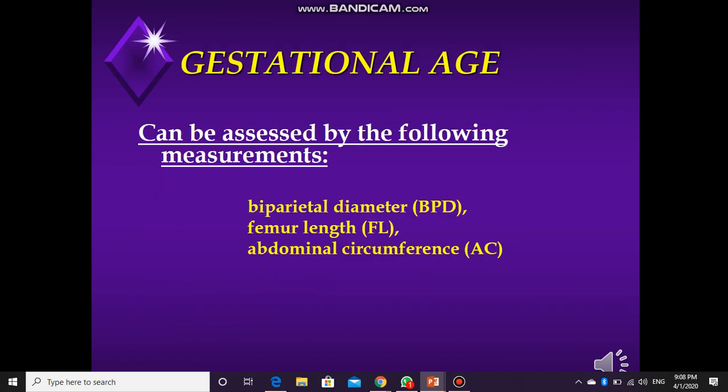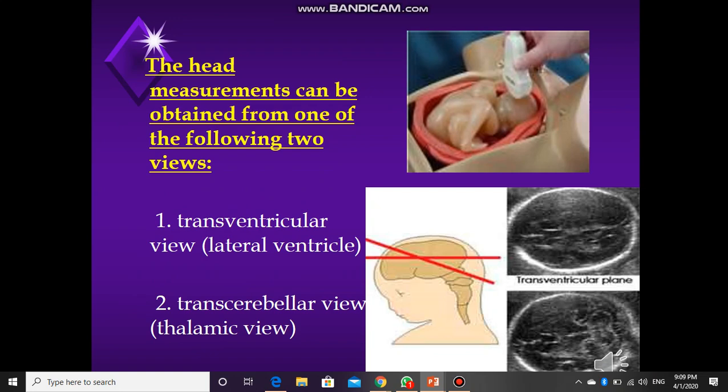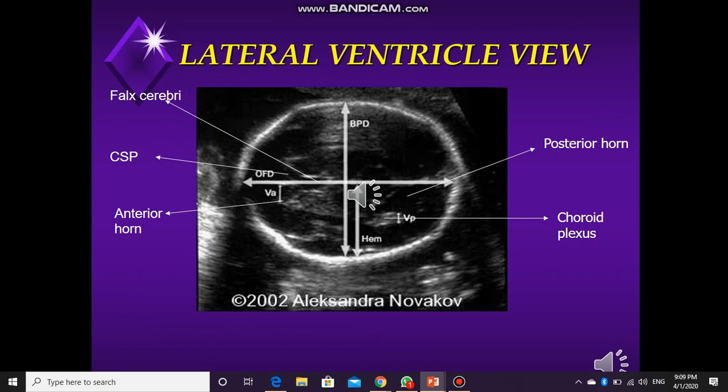Gestational age can be assessed by three things: biparietal diameter, femur length, and abdominal circumference. By biparietal diameter, we can use the transventricular view or the transcerebellar view. In the lateral ventricle view, as we see here, the falx cerebri is in the midline as a horizontal line, and we take the biparietal diameter in the midline as a vertical line, crossing the falx cerebri.